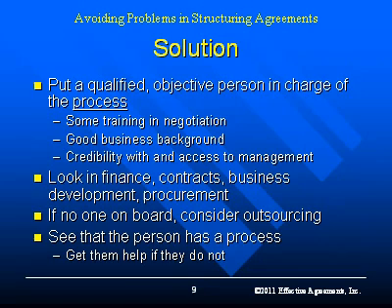And then that person has to have credibility with and access to management. Now I'm going to go through that one again. Credibility with and access to management. Both sides of that have to be true.